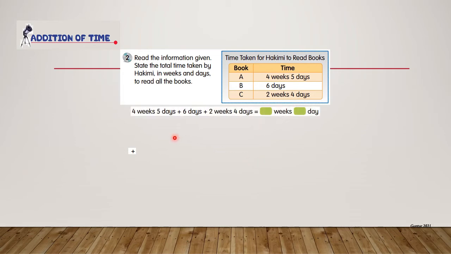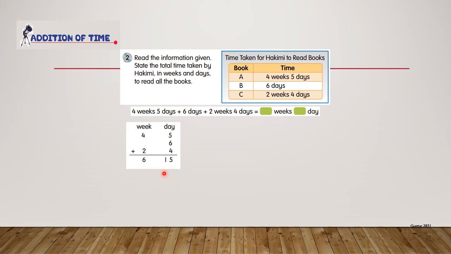Okay, we write the mathematical equation first. 4 weeks 5 days plus 6 days plus 2 weeks 4 days. Now we use the standard writing method between weeks and days. Okay, we write the question. 4 weeks, 5 days, and then 6 days. Next 2 weeks, 4 days. We can add all together there. 5 plus 6 plus 4 becomes 15, and 4 plus 2 becomes 6.